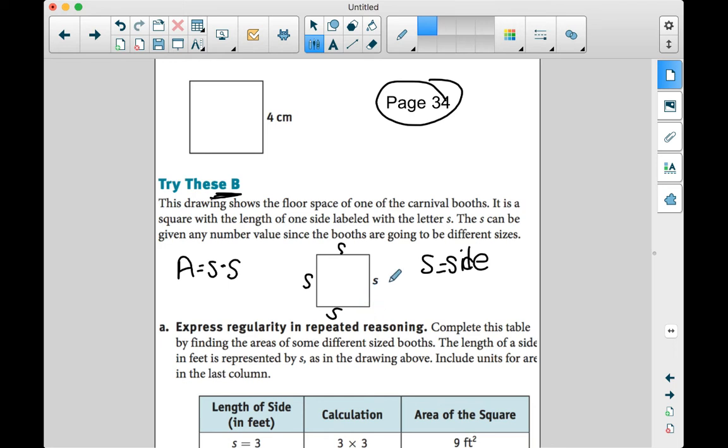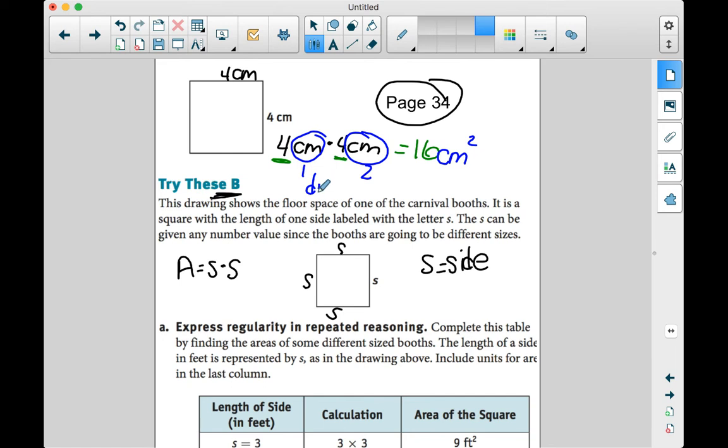So if we go back up to this picture right here, if this side is 4 centimeters, then this side is 4 centimeters. And if we're calculating the area of a square, we would have 4 centimeters times 4 centimeters. Now I'm going to take a look at just my numbers. So 4 times 4 equals 16. Then I'm going to take a look at my units. Centimeters times centimeters gives me centimeters squared, and that 2 is because there are 2 dimensions.